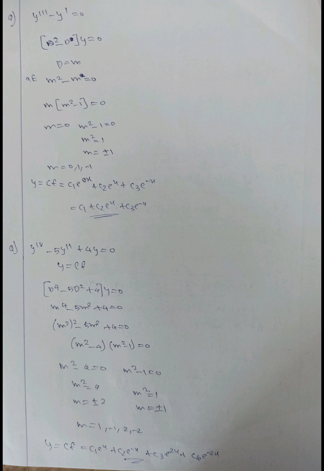Likewise, in the second question also, y4 dash is the highest order, we can see. By solving that, we will get the values m equal to 1, minus 1, 2 and minus 2. There we can see changes in values of m. So the equation will be c1 e raised to x plus c2 e raised to minus x plus c3 e raised to 2x plus c4 e raised to minus 2x. The answer will be in this format.